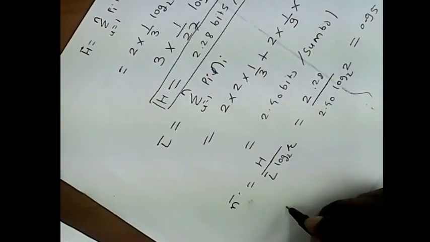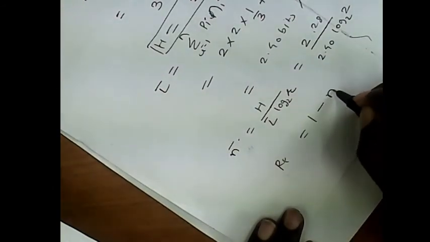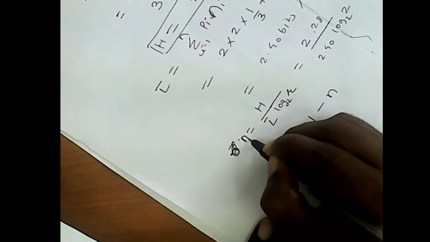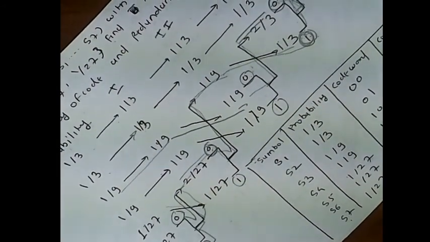And redundancy is nothing but 1 minus efficiency, 1 minus 0.95, that is 0.05, or in percentage that is 5%. So in this example we can calculate the Huffman coding by using these formulas. So we can stop here. Thank you.